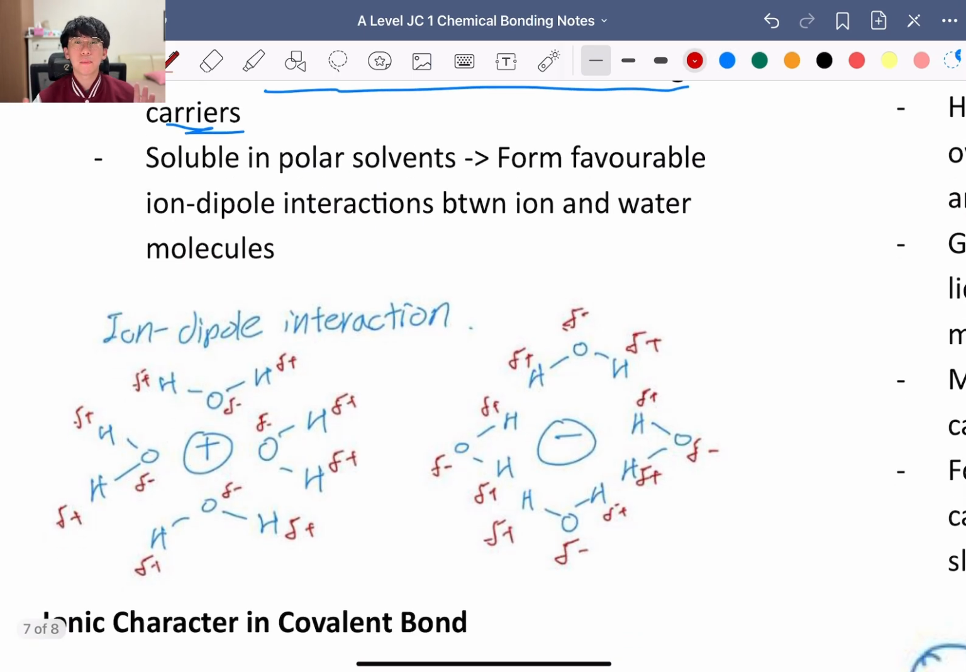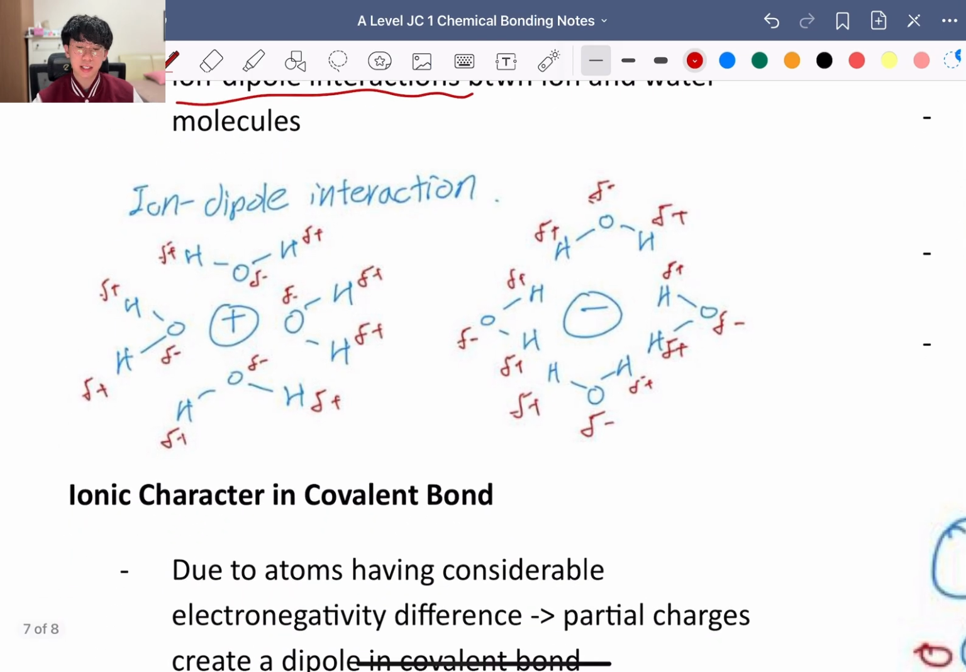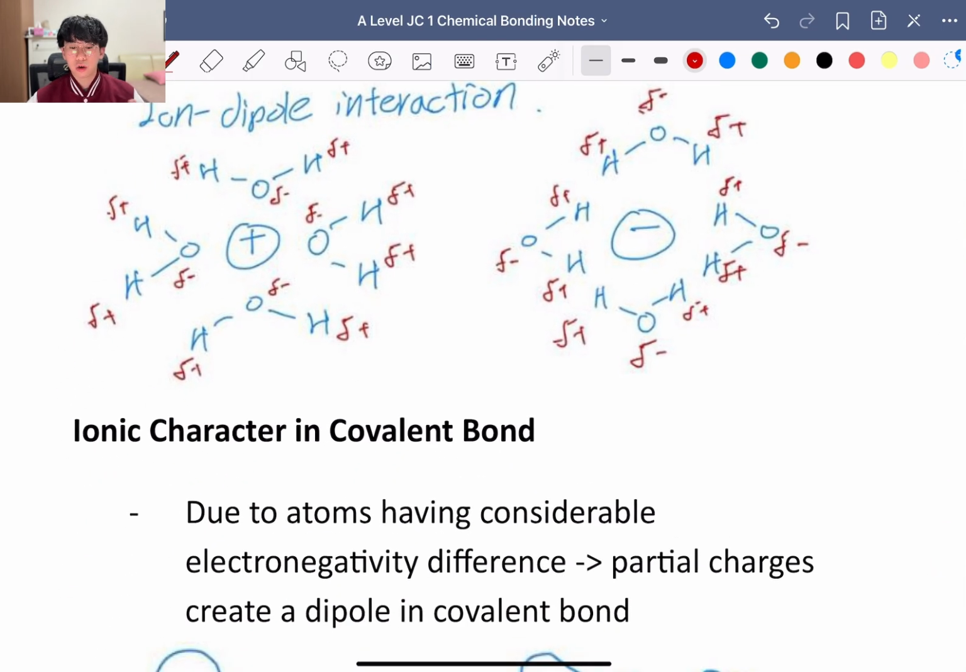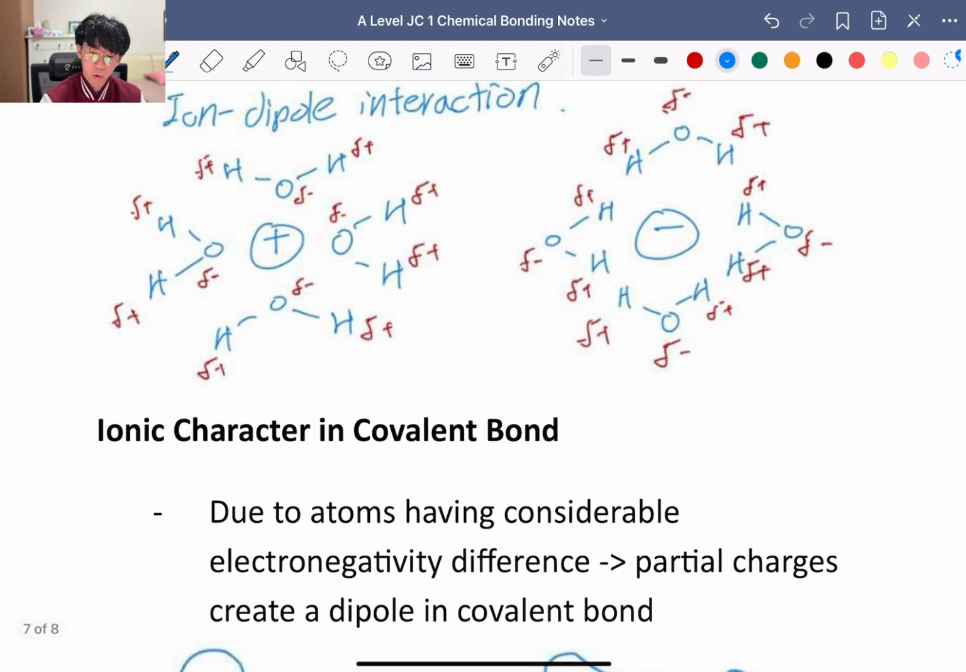They tend to be soluble in polar solvents, right? And this is because they form these favorable ion-dipole interactions. This is commonly tested as well, do take note. So what are ion-dipole interactions? It's basically this interaction over here where your cation in a very polar solvent, the delta minus in the polar molecule, so for example these O's over here, would gravitate towards the plus ion, and this is very favorable because the delta minus is a partial negative charge, right?